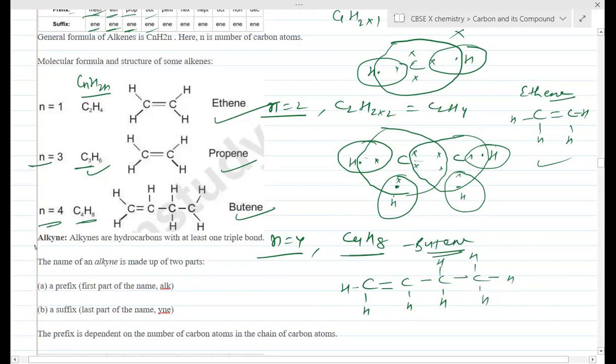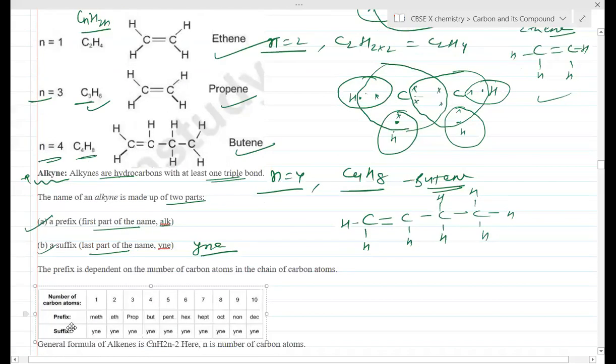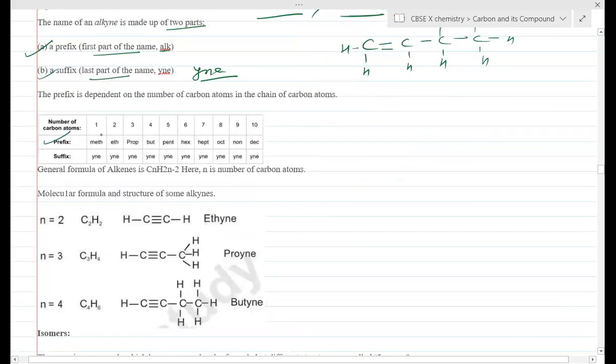Now when we talk about the naming of alkynes, alkynes are the hydrocarbons with at least one triple bond. The name of alkynes is made up of 2 parts. One is what? A prefix, the first part of the name, and the suffix, that is the last part of the name. We are using yne. Yne is the suffix used. Same thing based on the number of carbon atoms: if 1 is there, we will use meth, 2 eth, 3 prop, and the suffix is yne. This is similar to the alkanes and alkenes.